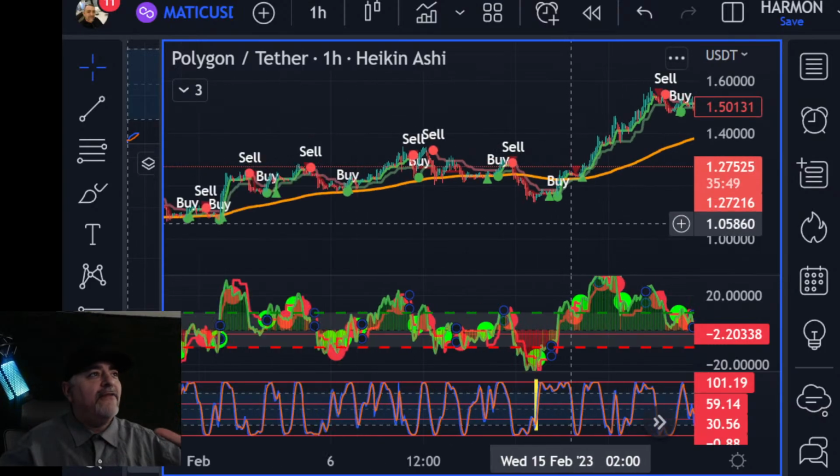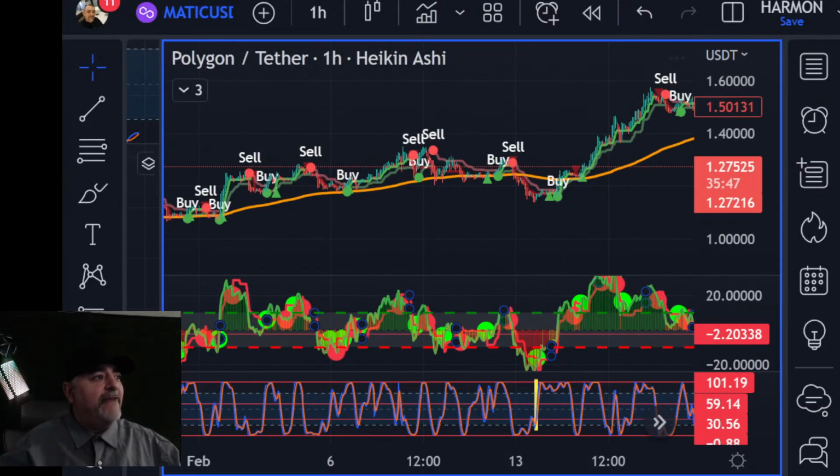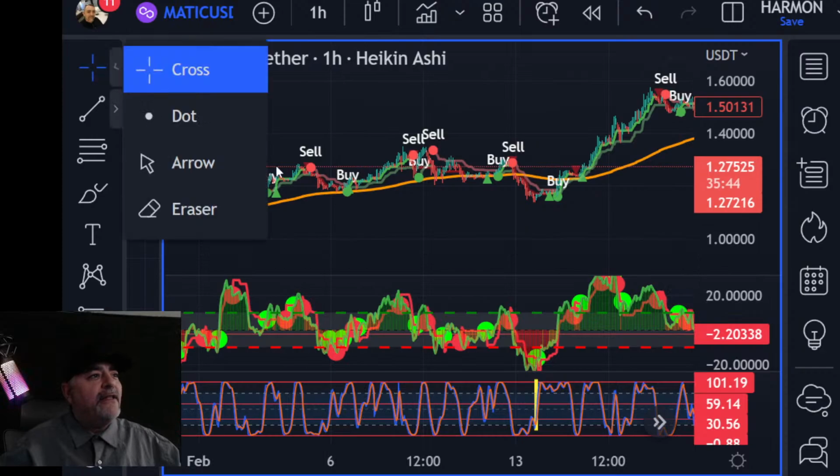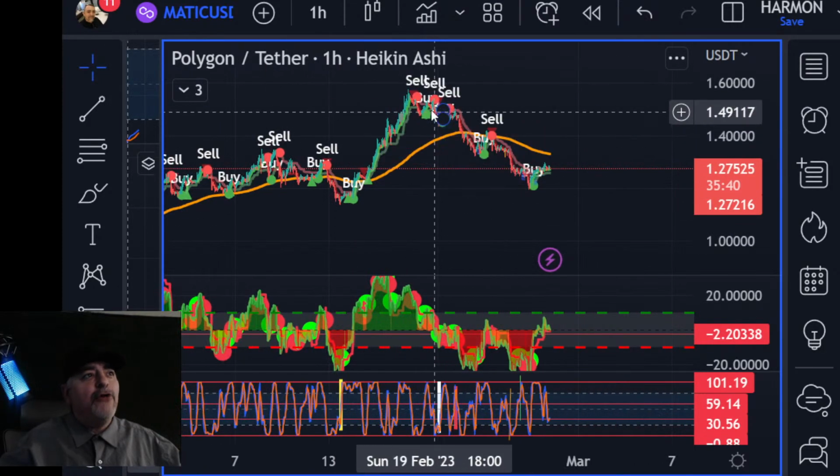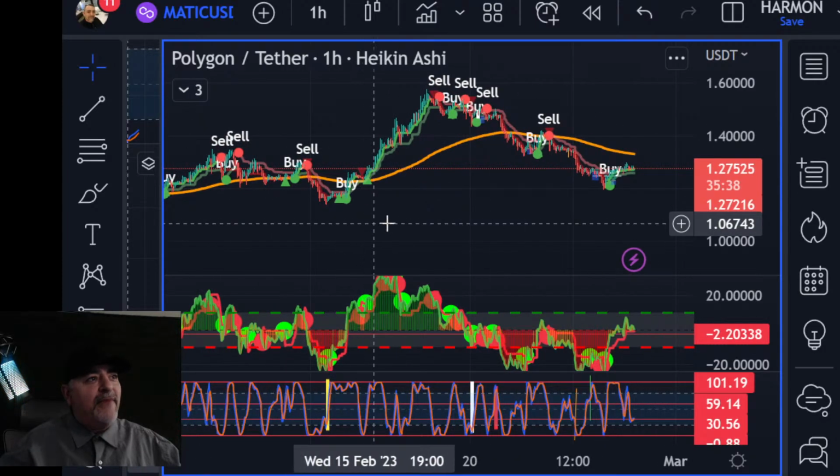Through any chart, right? You guys are talking about Matic, Polygon, right? So let's pick up Polygon real quick. Let me show you how to do this. First thing you do is just slide through your trends, see where you're at, go to your last big pump, right? Here's our last big pump right here.